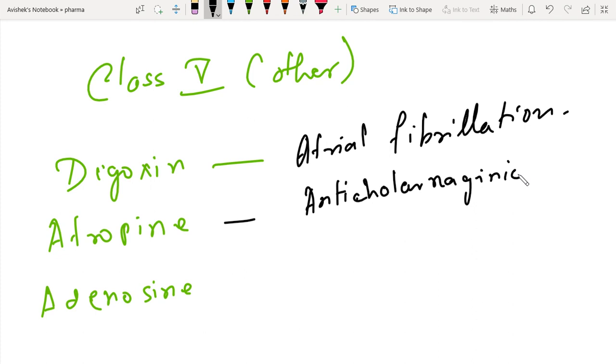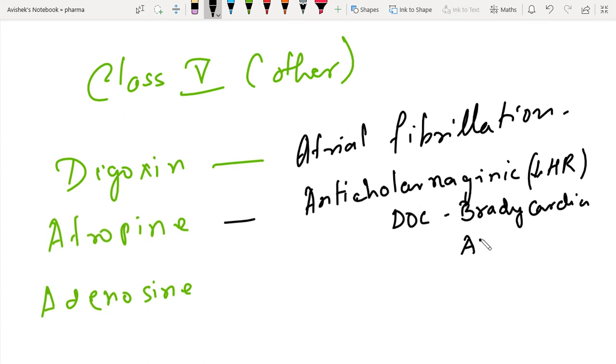We'll talk about anticholinergics in CNS. It decreases vagal tone and increases heart rate. So that's why this is the drug of choice in bradycardia or AV block, atrioventricular block.